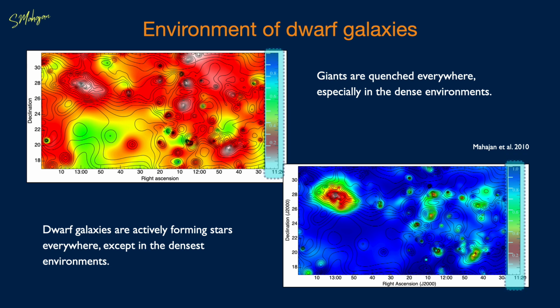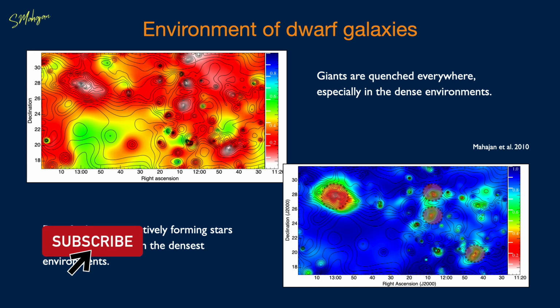The color here represents the fraction of star-forming galaxies in these regions. The top image is for the giant galaxies and the bottom one is for the dwarfs. So these images essentially show that the giant galaxies are not forming many stars irrespective of their environment, although their capacity to form stars is worst hit in the densest regions of space at the centers of clusters and groups. The dwarfs, on the other hand, are always star-forming irrespective of environment, except when they are in very dense regions.